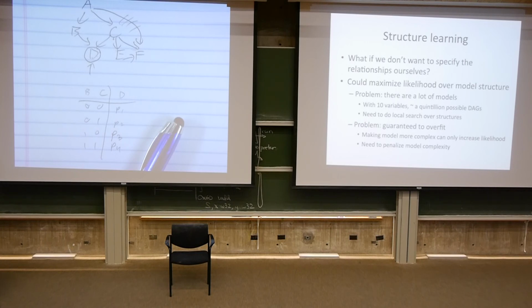Those are some possibilities. You can also try to do something based on cross-validation, but that gets really expensive in that there are a quintillion possible models you're searching over, and at each one you're doing cross-validation. So that can be hard to do in practice. So it's not a hopeless problem to do structural learning, but it's hard.